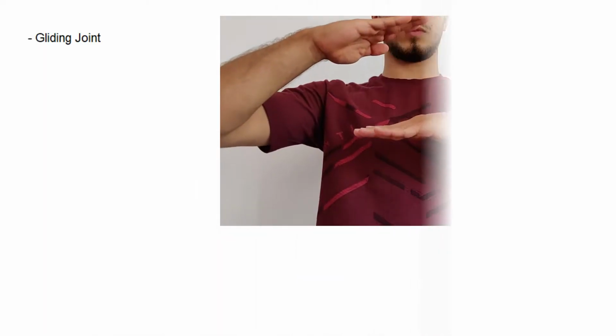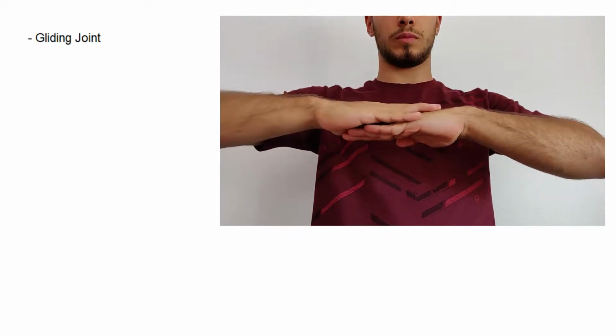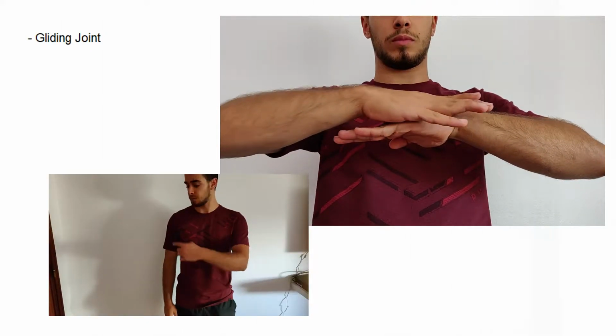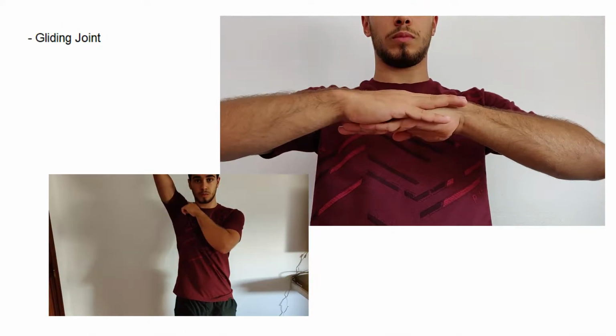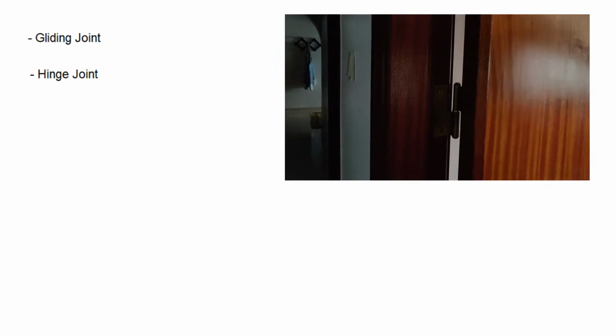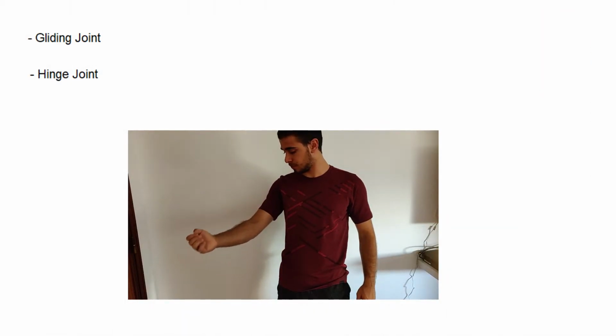The first one, the gliding joint, in which two plane surfaces slide against each other with no defined axis. We have the example of the acromioclavicular joint in the shoulder. The second is the hinge joint. In this joint, the two bones move along one axis only, like in a door hinge that only moves in one way, like in this door. We have the example of the humeral-ulnar joint in the elbow.